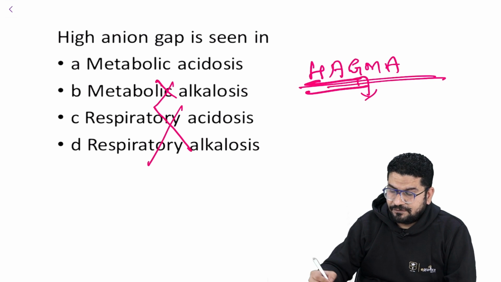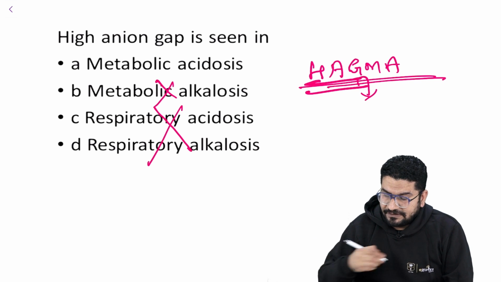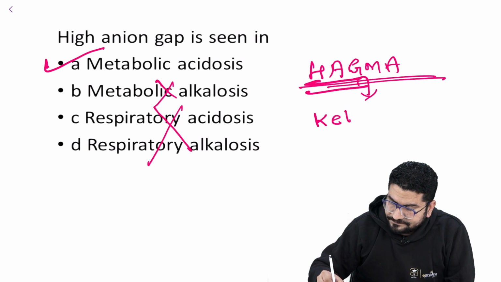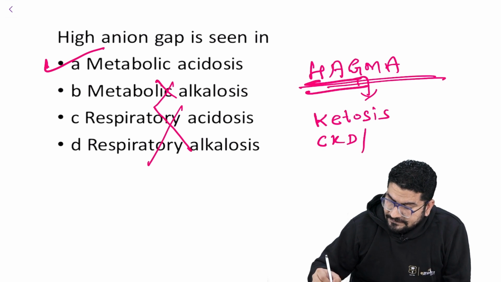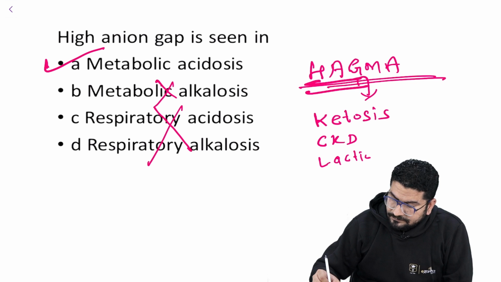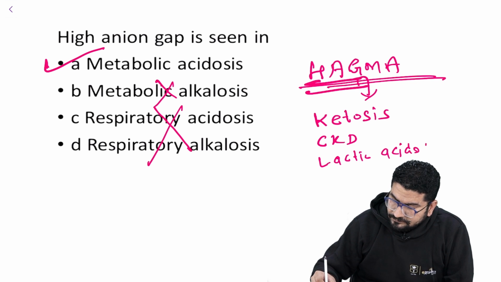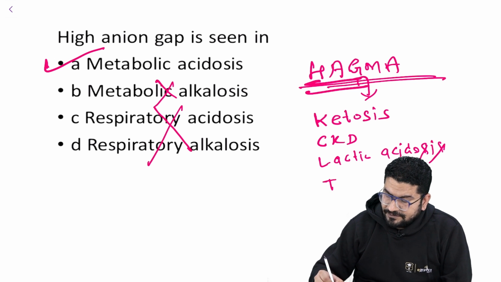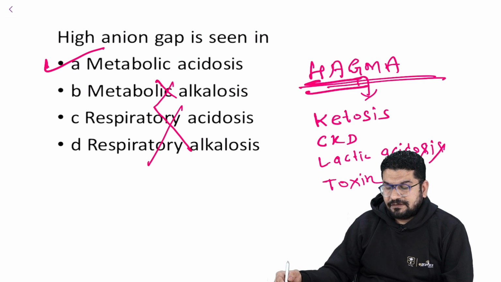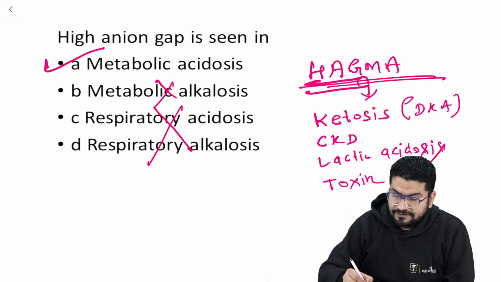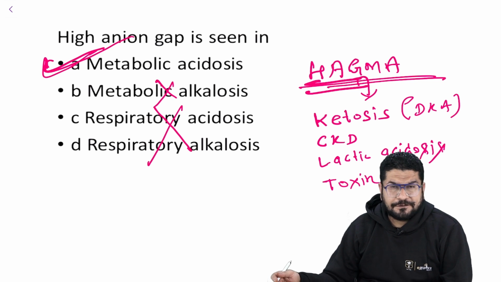Basically you will see this either in ketosis or acidotic conditions, so the answer will be metabolic acidosis. You will see this in ketosis. We can see this in CKD, in a patient who has lactic acidosis, and sometimes due to toxins. Even in starvation there can be ketone body production, like in DKA. So we can see high anion gap metabolic acidosis. Simple question in exam.